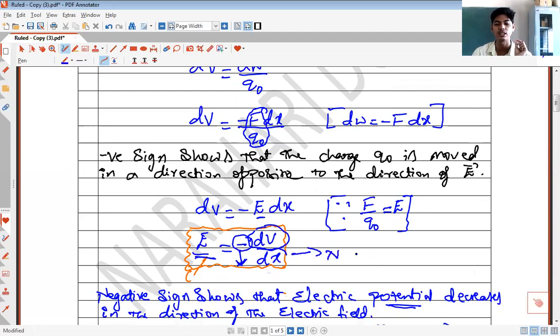We can define electric field as negative potential gradient. Electric field is negative potential gradient. That means in the direction of the electric field, if a charge is moved, the potential of the charge goes on decreasing. Or we can say in the direction of the electric field, if a charge is moved, it's like we are moving the charge from a higher potential point to a lower potential point, right?